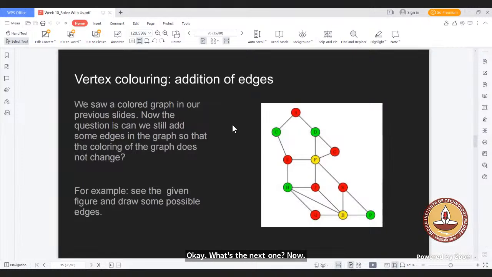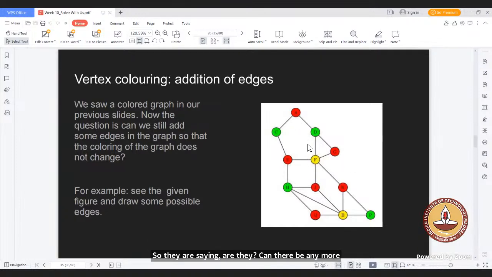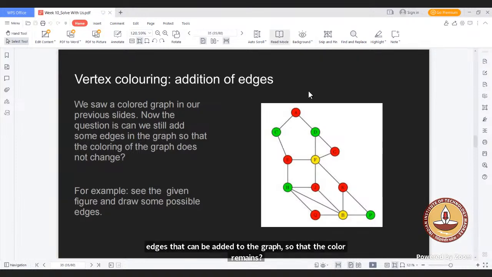So one more follow-up question is here. We saw the colored graph in our previous slide. Now the question is, can we still add some more edges to the graph so that the coloring of the graph does not change? So they are asking, can there be any more edges that can be added to the graph so that the color remains the same? Is it possible?